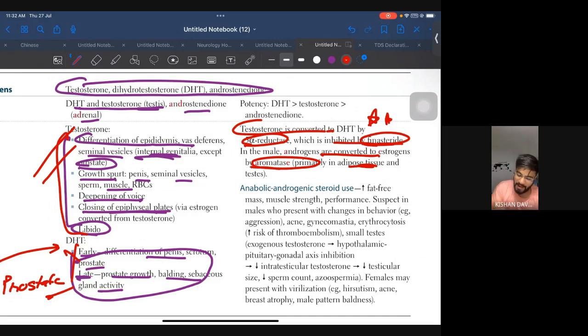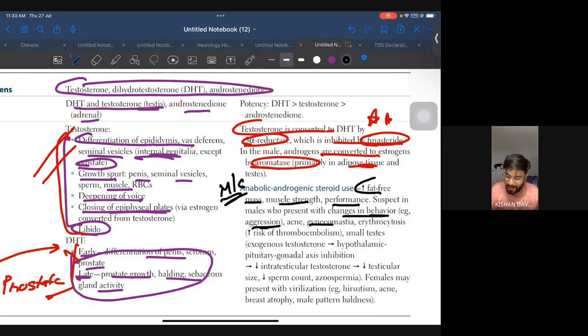Okay. Now, anabolic androgenic steroid use, the most commonly asked question. Okay. So, increase in fat-free mass, muscle strength, and performance. Suspect it in males who present with changes in behavior, aggression, gynecomastia, acne, and small testes. So there is hypothalamic-pituitary-gonadal axis inhibition, decrease in intratesticular testosterone, decrease in testicular size, and sperm count decreases. Females may present with virilization.